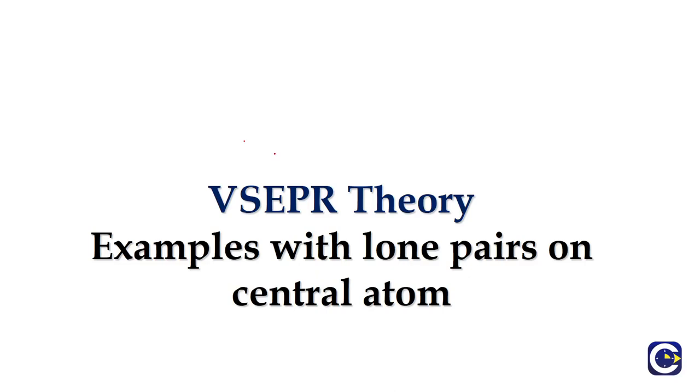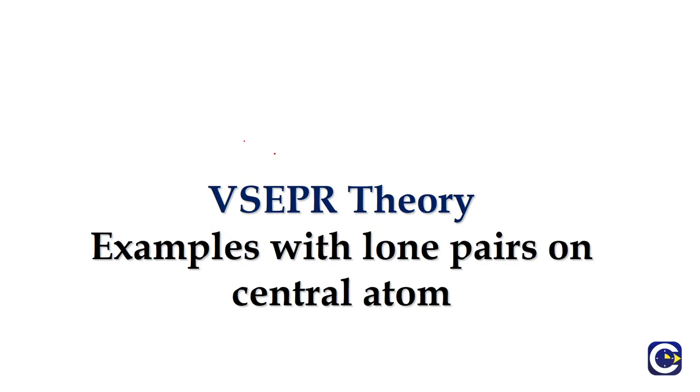Hello everyone. In this video we are going to look at examples of molecules with lone pair of electrons on the central atom. So we're talking about predicting the shapes of molecules based upon the valence shell electron pair repulsion theory.